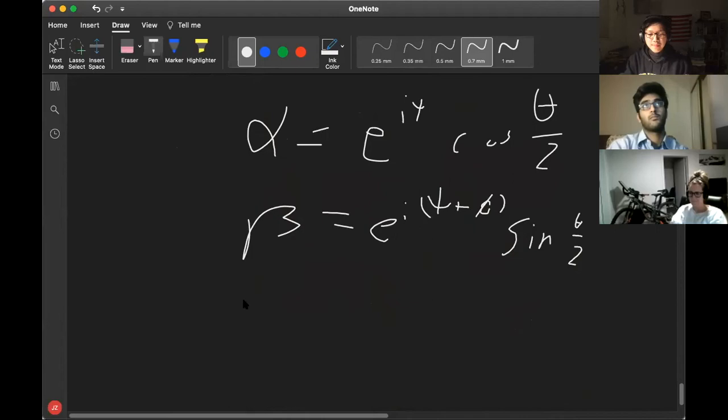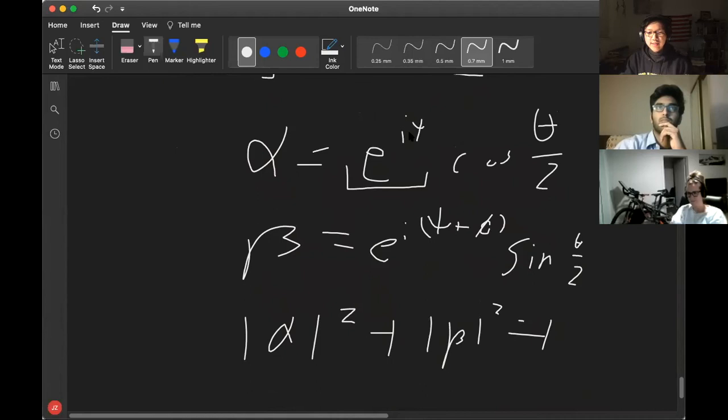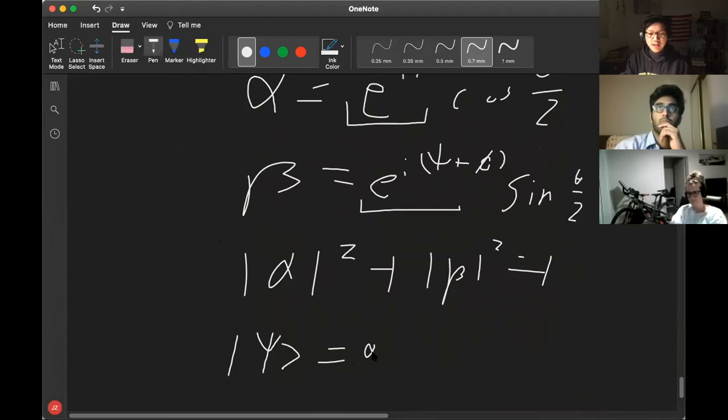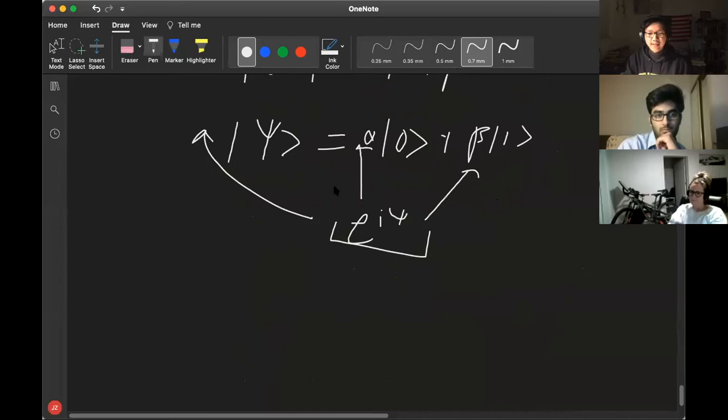But remember, there's this property that I mentioned, the normalization property, alpha squared plus beta squared equals 1. And I also said the global phase does not matter. So take a look again, you'll notice there's an e^(i psi) here, and there's an e^(i psi) here as well. Once again, ket psi is equal to alpha ket 0 plus beta ket 1, and now we'll just plug these things in. You would notice there is an e^(i psi) in front of alpha, and the same thing happens to the beta. So you automatically know that this is a global phase. It's just dangling in front, and we can throw it out, we can chuck it out.